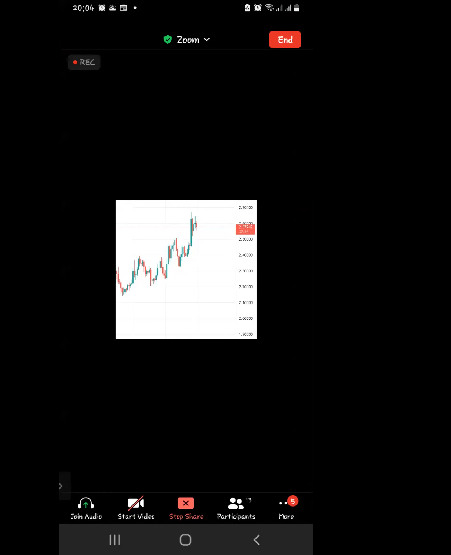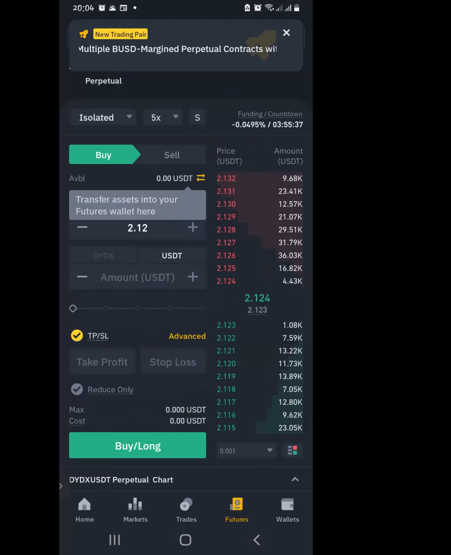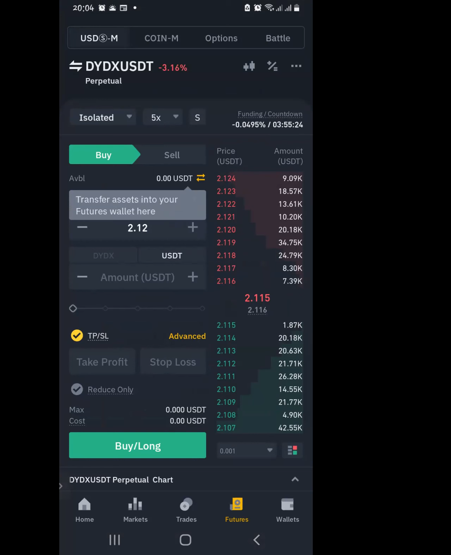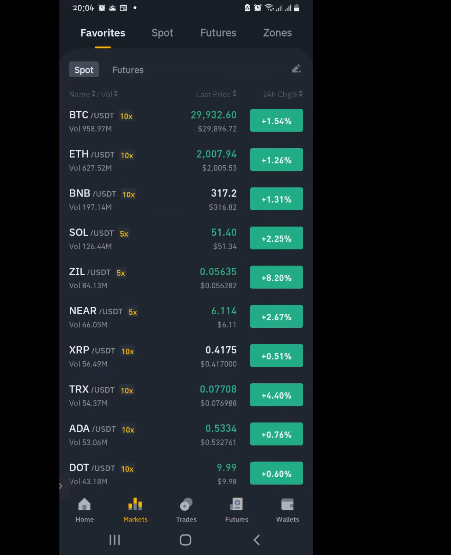All right, so this is Binance. First of all, let's start with how to set up a spot trade. When a signal is given, or you want to set up your own, you've come up with your own trade signal if you're good at technicals, there are two ways to go about it. You can come to markets and search for the coin you want to trade.